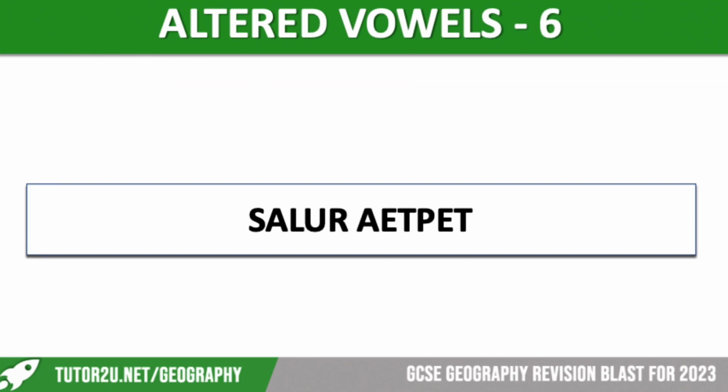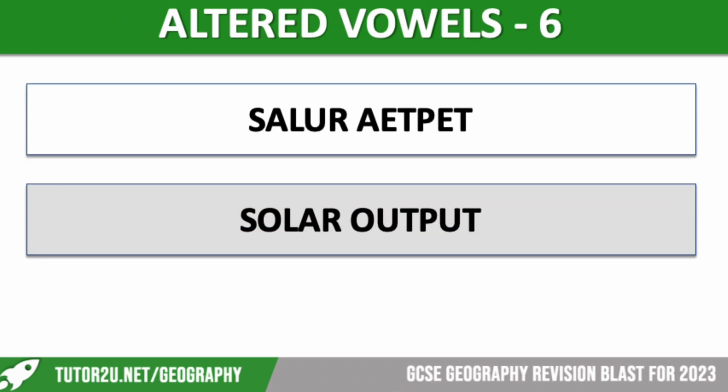So our sixth altered vowels is on the screen currently. Can you work this one out? Hopefully this one is slightly easier. Let's reveal. It is solar output. So the presence of sunspots on the sun's surface can affect global temperatures. Sunspots are dark patches that appear from time to time and they increase from a minimum to a maximum over a period of 11 years. And we call this a sunspot cycle.